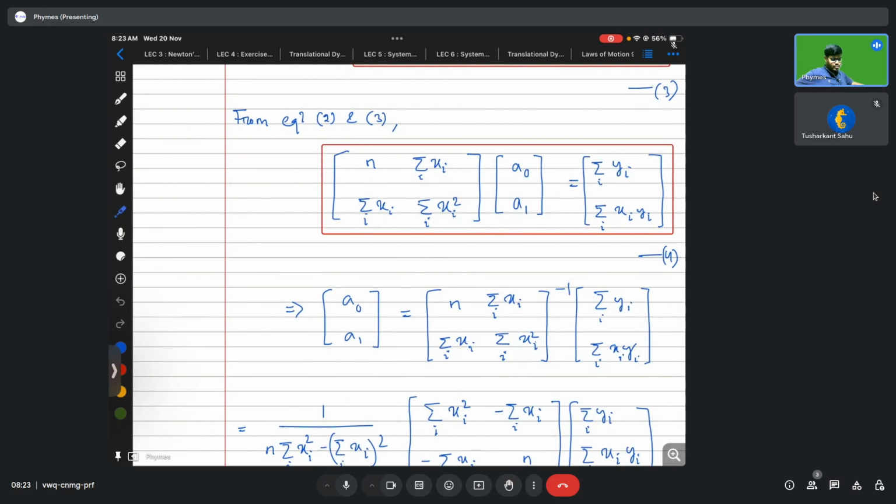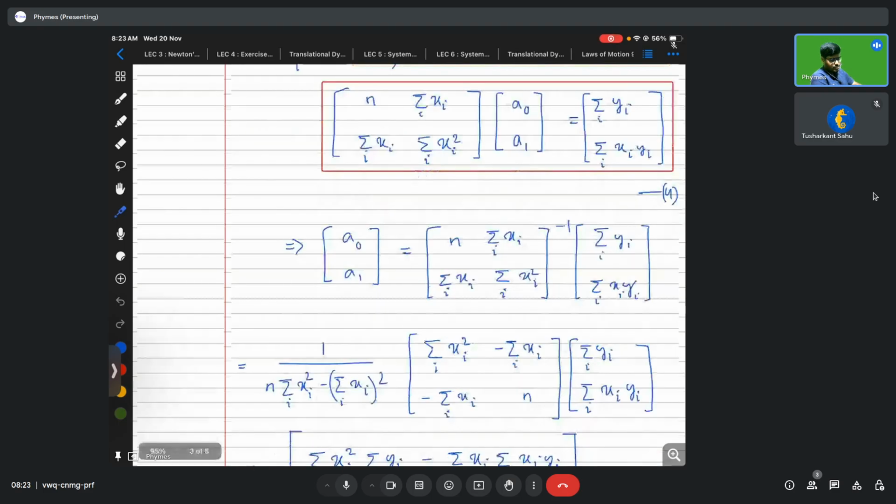You can choose any method, right? Now we are going to just take the inverse of this matrix and multiply here, right? Take this to this side, and this will be the inverse of that matrix. And here we can also find the values of a0 and a1, right?